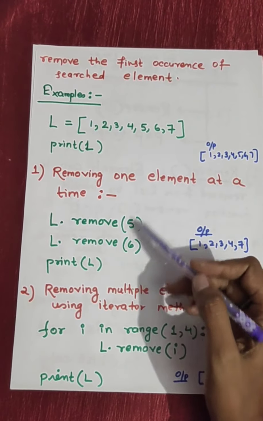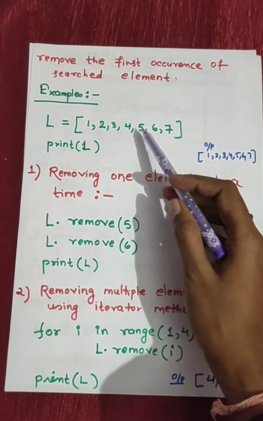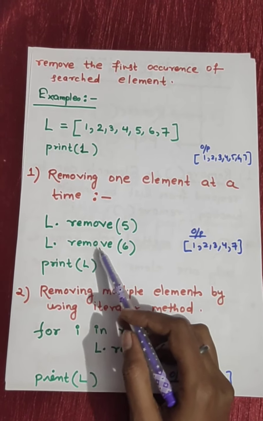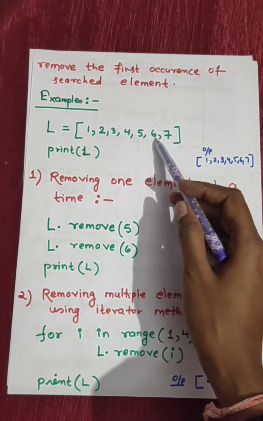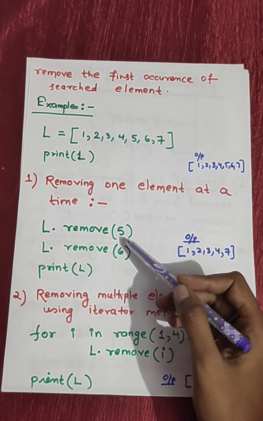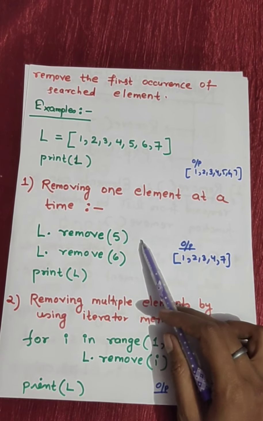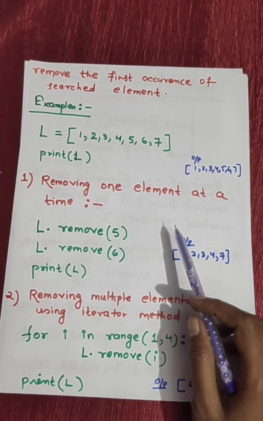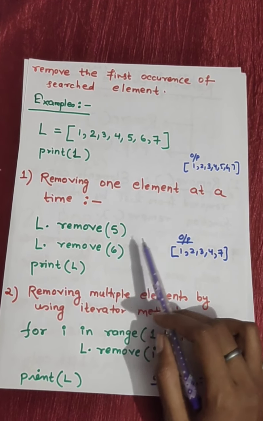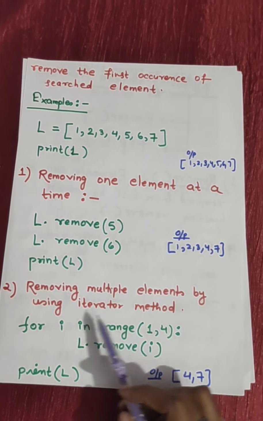So here I am implementing that. L dot remove 5, I am trying to remove this 5 here. And L dot remove 6, I am trying to remove 6 from here. So it will remove one element at a time. What is the output? First the output is 1 2 3 4 6 7, and after removing 6, the output is 1 2 3 4 and 7.